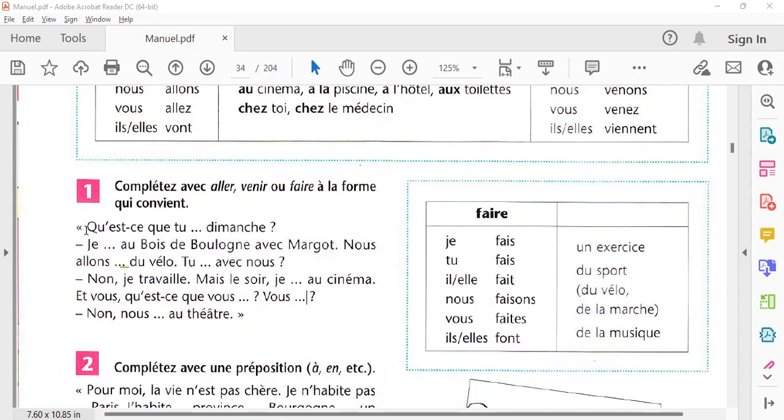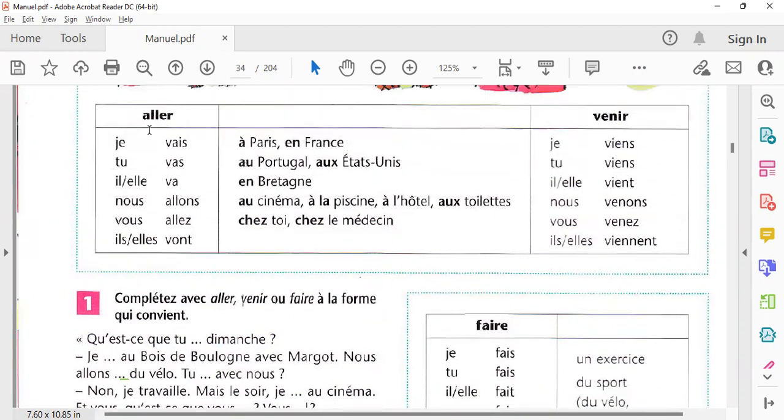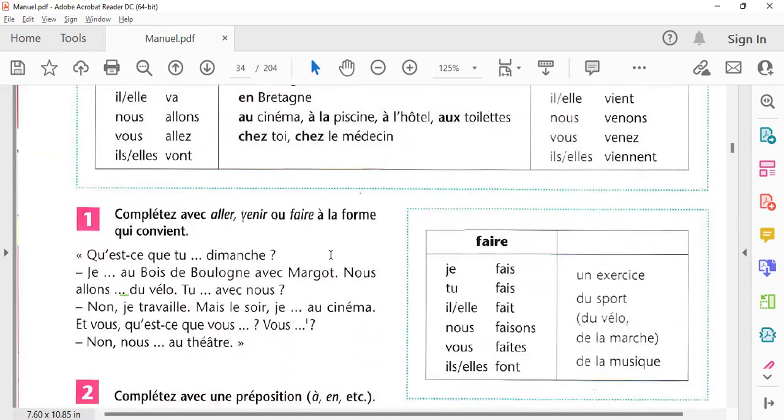In this exercise, you have to read the sentence first. You need to understand the question and the context, whether it is a question or a statement, and then you put the correct conjugated verb, either from aller, or from venir, or from faire. So can you read the first sentence and give the correct conjugated verb, please?